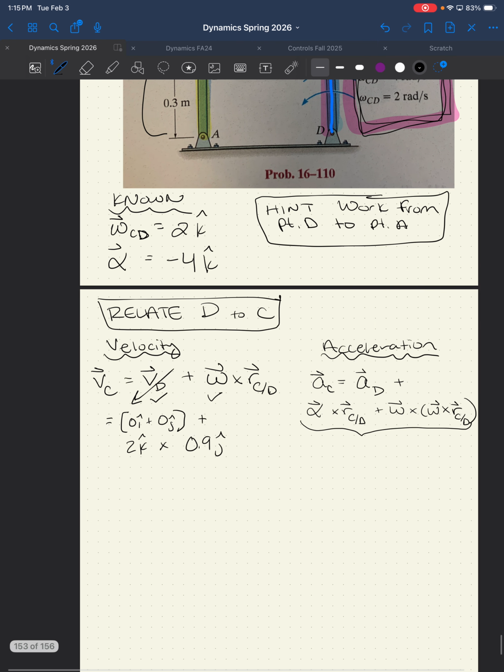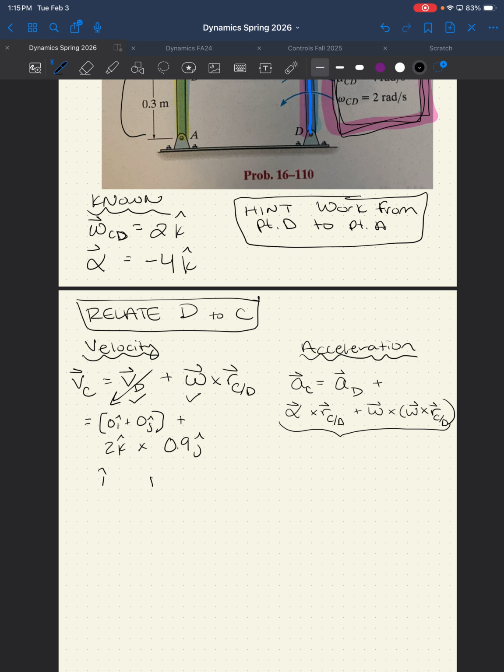This first one: i, j, k, 0, 0, minus 4, 0.9, 0. I minus j plus k. I always do it this way because I tend to forget the minus j part, and this keeps me honest. So do whatever tricks you have to do to keep yourself honest.